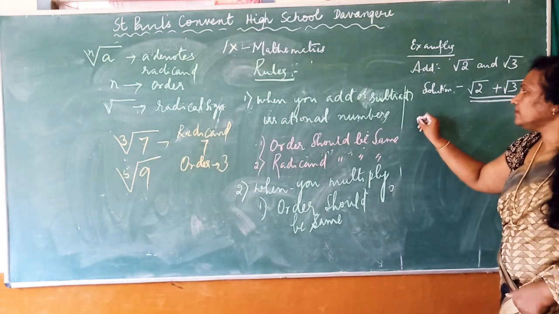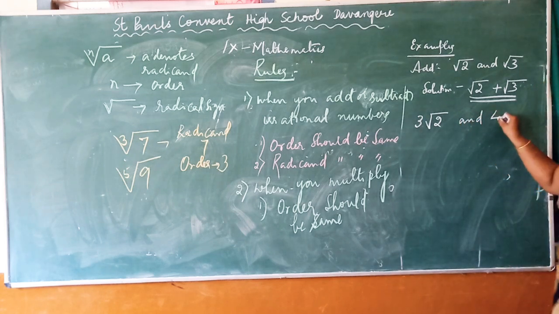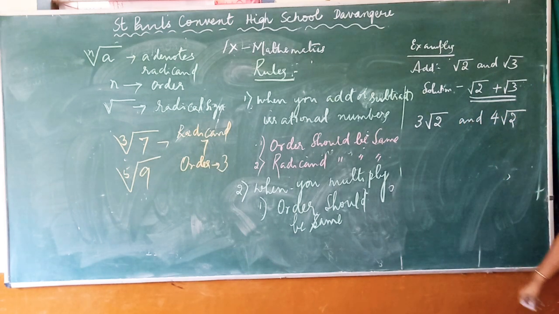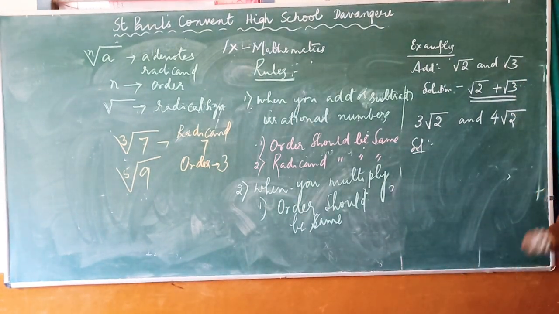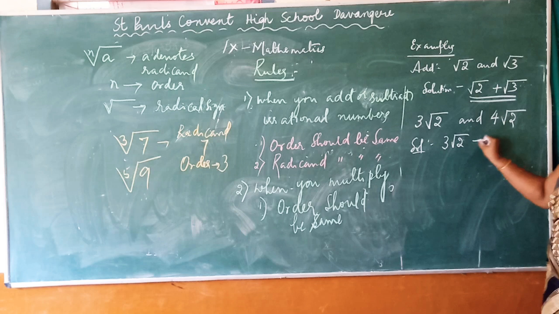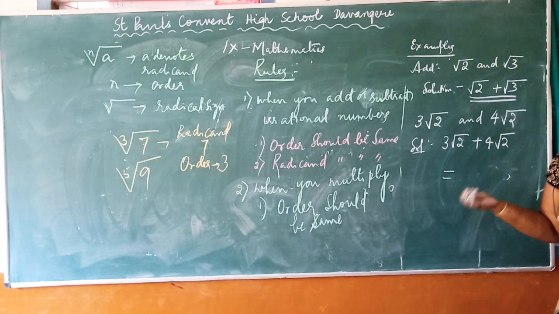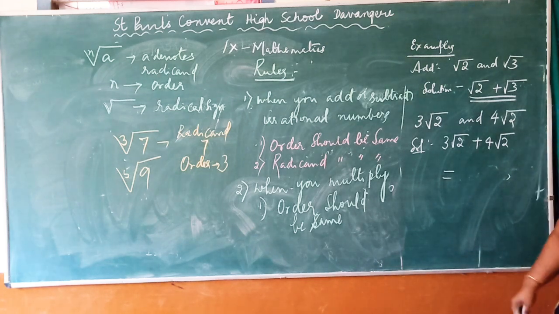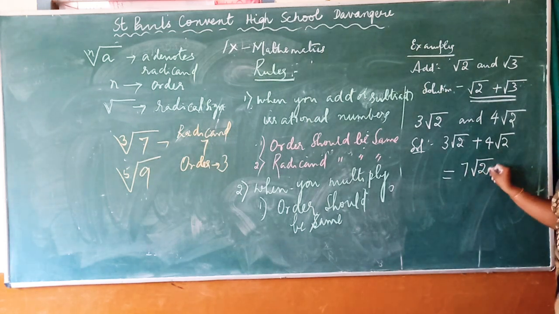Now, if they ask me to add 3 root 2 and 4 root 2, first I check whether the order is same, and the radicand 2 is also same, so now I can add. So I will add 3 root 2 plus 4 root 2. While adding, you should keep in your mind only the coefficients should be added. That is 4 plus 3, 7. The radicand part is to be written as it is.